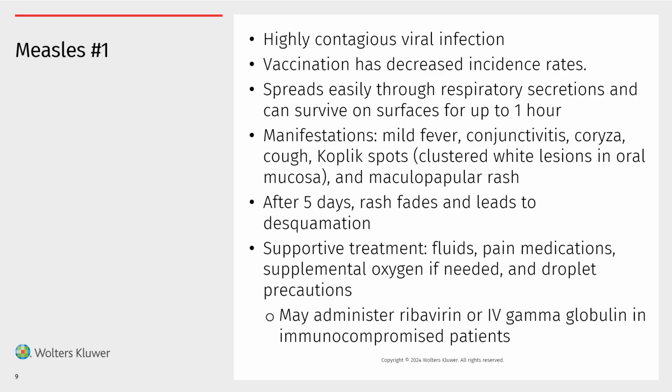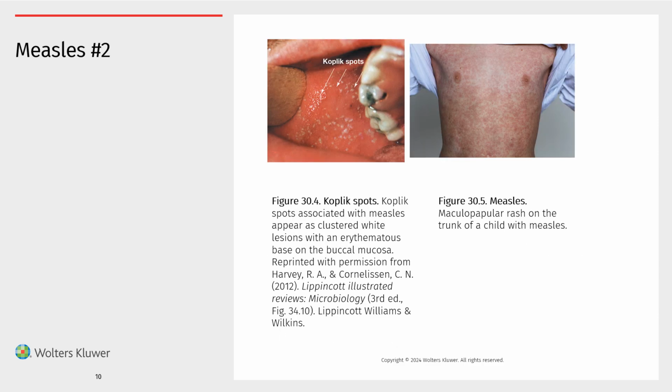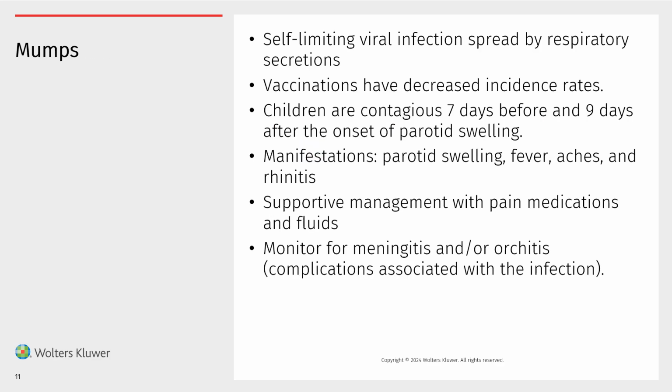Probably all of us that are connected to this conversation have had measles. Mild fever, conjunctivitis, you have a cough, and there are spots and a little red rashy breakout. What do we do for that? We can give ribavirin or IV gamma globulin if needed. Sometimes kids are admitted to the hospital with measles, but not always. And then here are some of the pictures from your book that describe what measles is like.